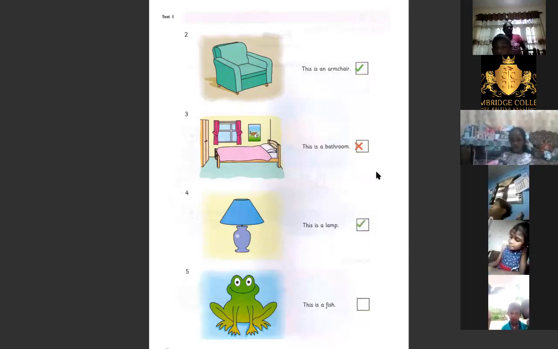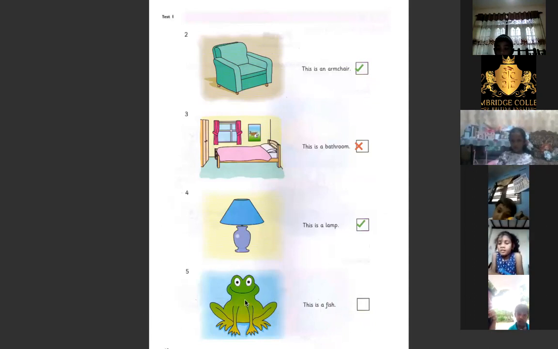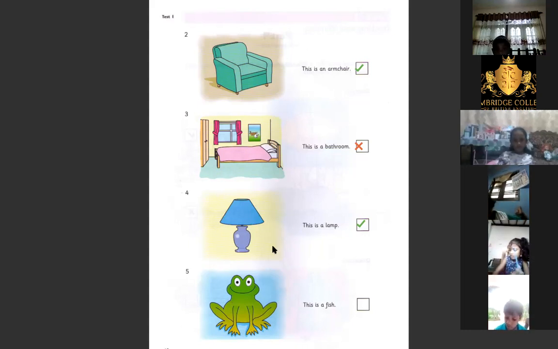Right, like this. So next one. This is a fish. Is that a fish? No, neither. That is not a fish.